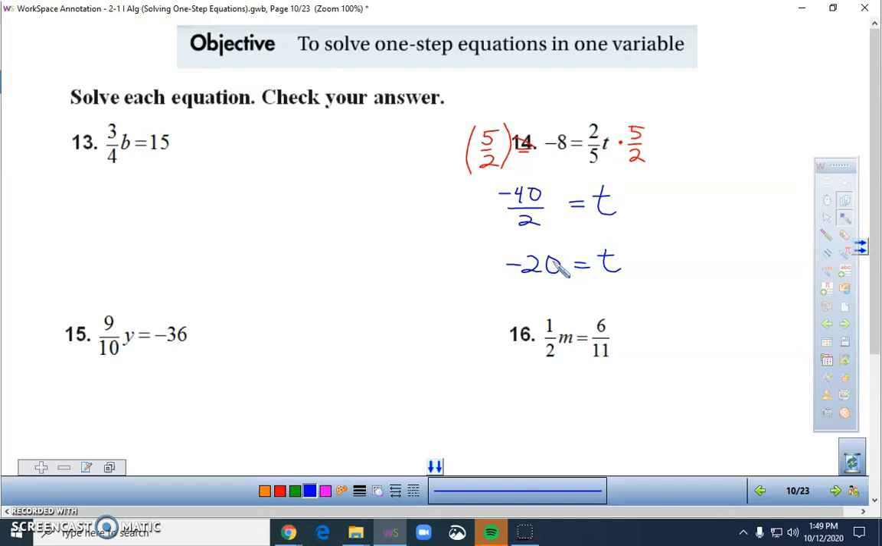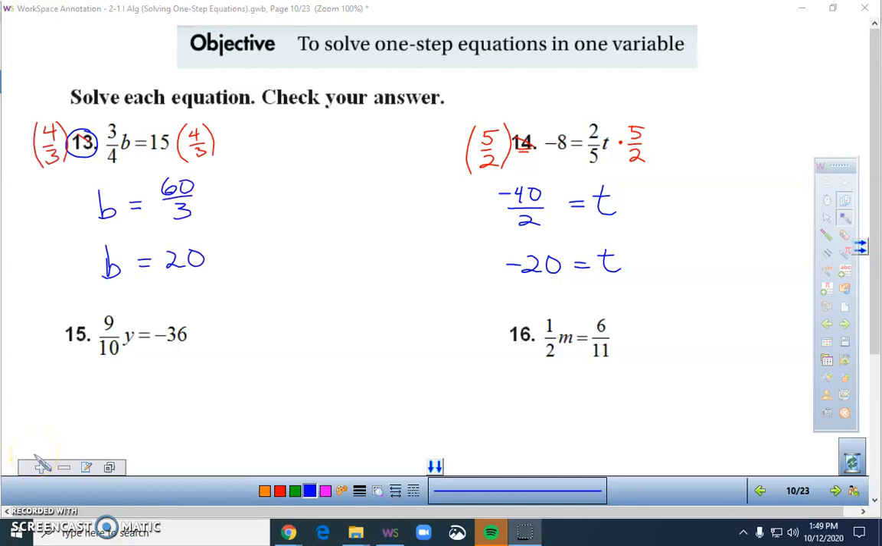Okay. Pause your video and solve for B in number 13. Okay, so hopefully your reverse was to multiply by 4/3 on both sides, which would get you 60 over 3, and reduce to 20. B equals 20.